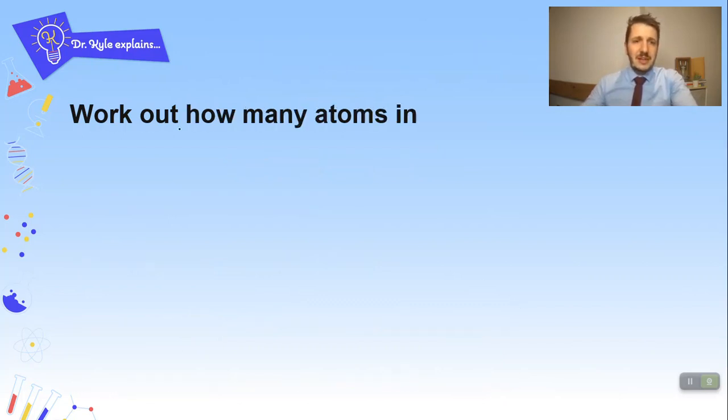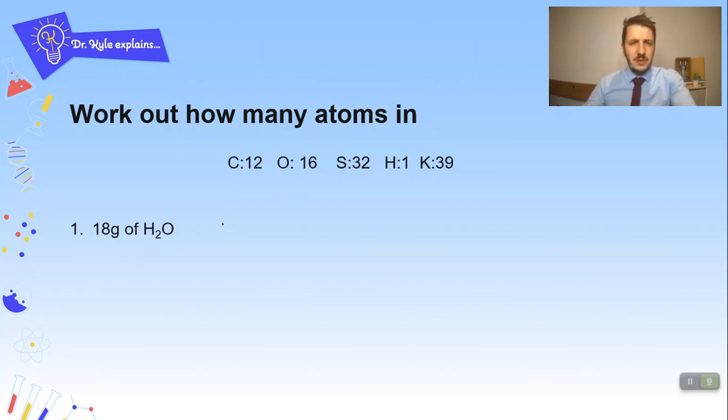Okay, lastly then, work out how many atoms in. So atomic masses again. So I've got 18 grams of water. So what would I do here? Well, I always think, what could I work out? I know 18 over 18 equals 1 mole. And then obviously to work out the number of atoms or the number of molecules, I would just times that by Avogadro's number, which in this instance would be 6.02 times 10 to the 23, because you're just timesing it by 1.